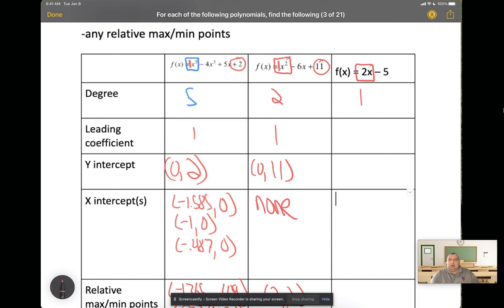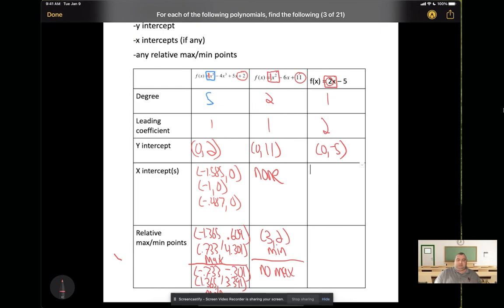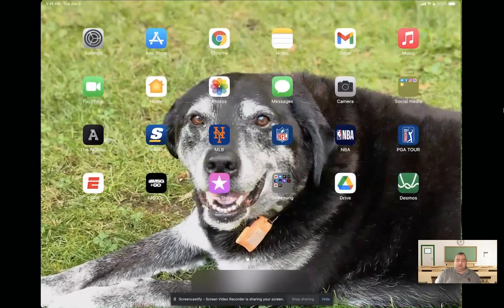The leading coefficient, what is the coefficient of the term with the largest exponent? That's what this 2 is right here. So the leading coefficient is 2. The constant term is the negative 5, so my y-intercept is going to be at 0, negative 5. And then to find the x-intercepts and the maximum points, let's look at the graph.